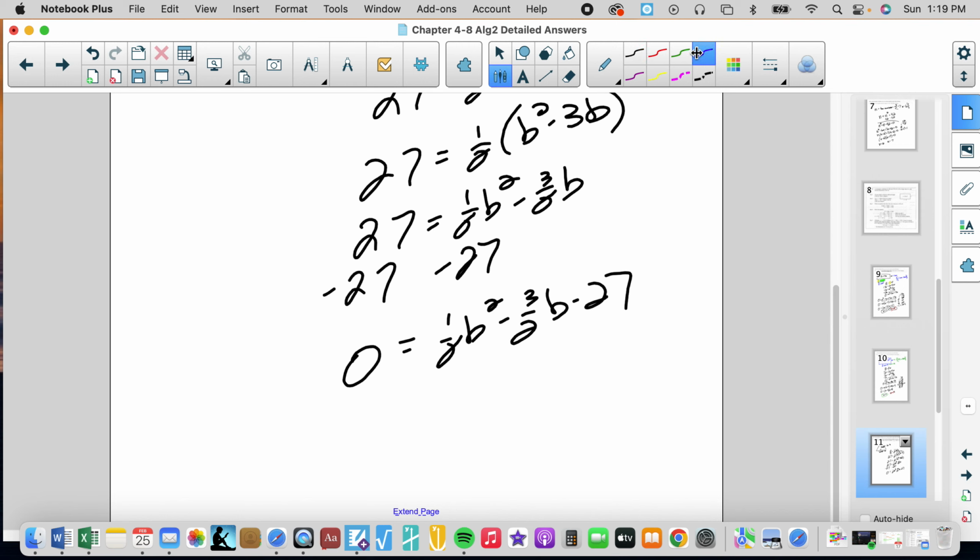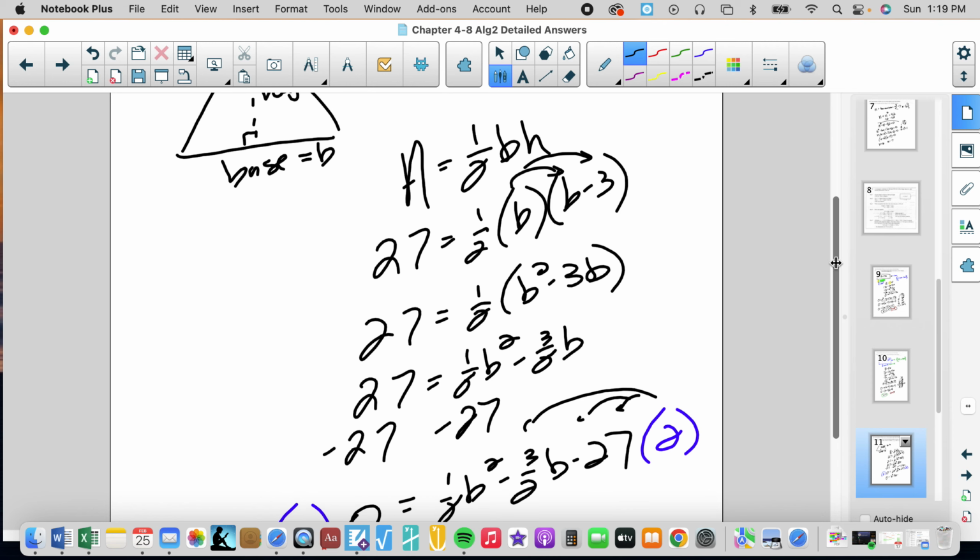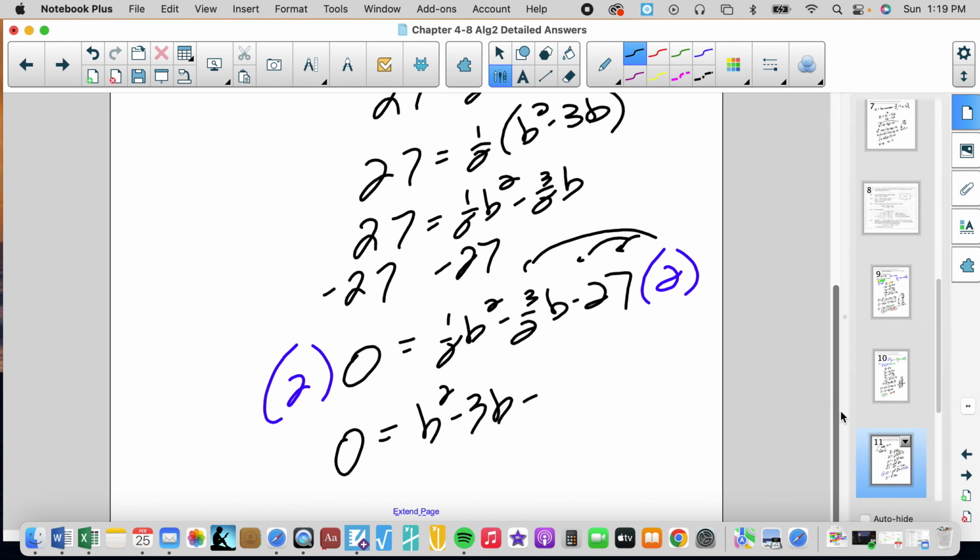I'm going to multiply both sides by 2. Why would you do that, Mr. Mac? Because I want to get rid of these fractions. 2 times 0 is still 0. That's the beauty of multiplying both sides. Now I'm going to multiply everything by 2, which gives me b squared minus 3b. Is that minus? Yeah, b minus 3. Yep, good. And that gives me 54.